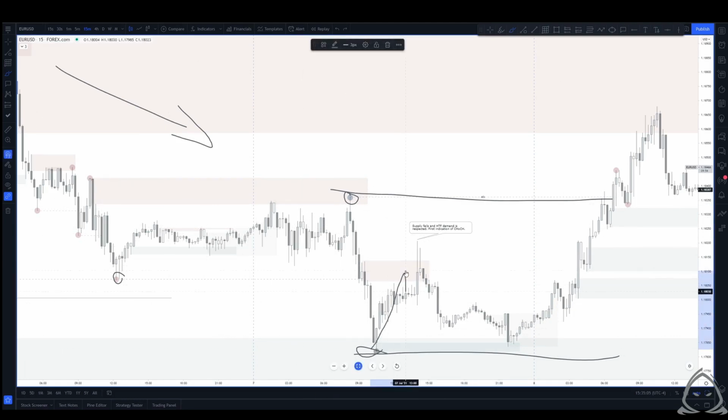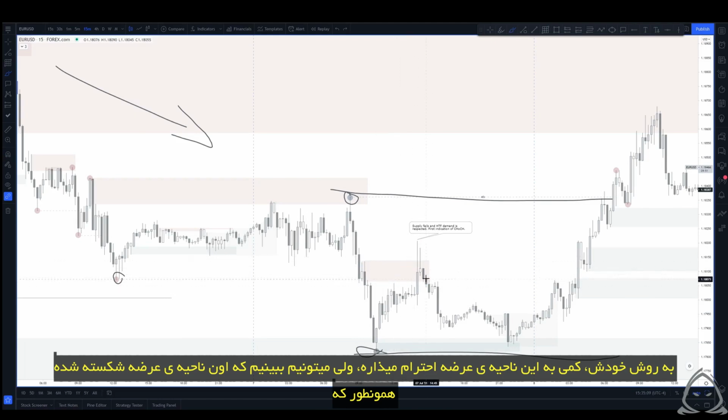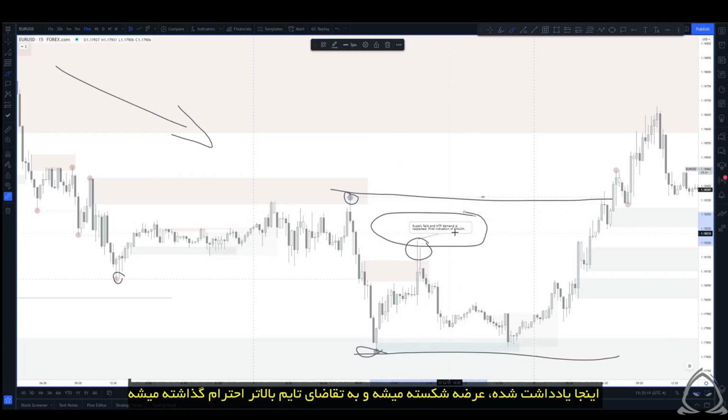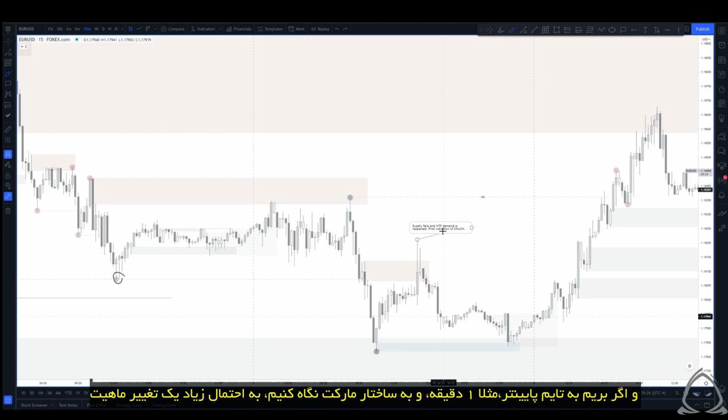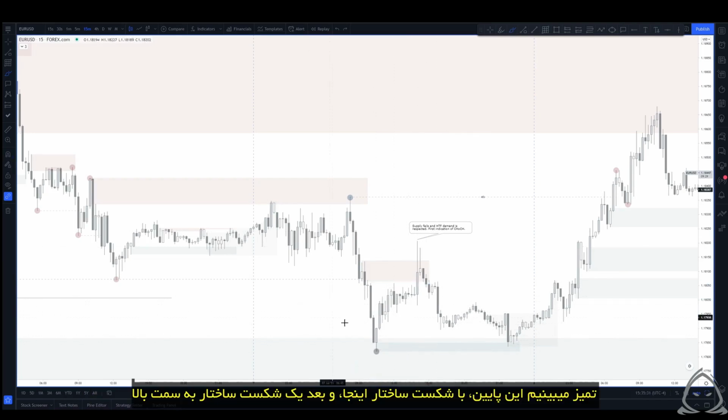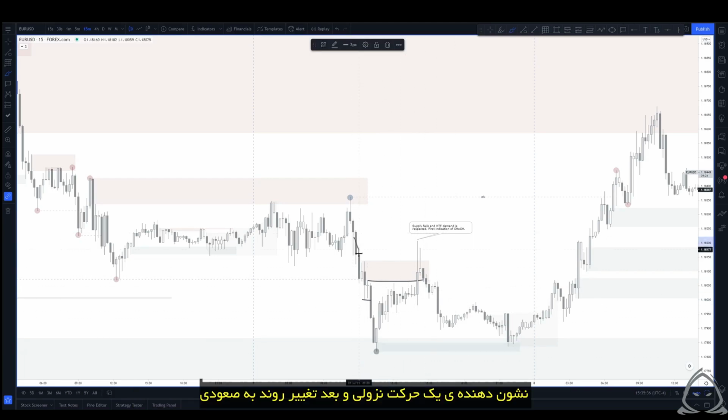What we can see is price in its own right slightly respects the supply zone, but we do have a break of that supply zone, and as annotated here, supply fails and higher time frame demand is respected. This is the first indication of a change of character. If we are to go down to, say, a 1-minute chart and look at the market structure, we would more than likely see a more clean-cut change of character down here, with the break of structure here and a break of structure to the upside, showing a bearish move and then a bullish change of trend, and then we can see price continuing on to the upside.